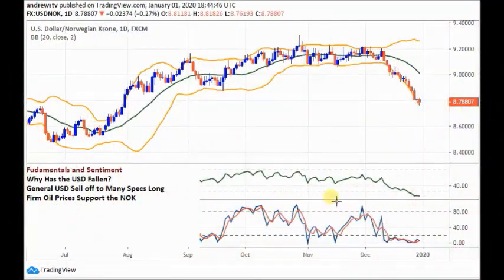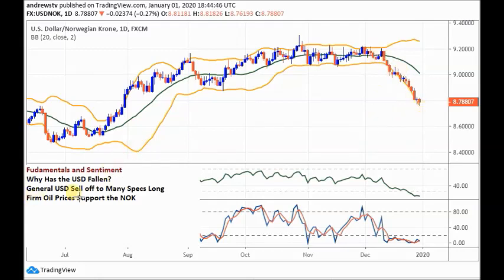Right, let's go and take a look at the chart. USD NOK daily chart. Now, just in terms of this swing trading setup, it's one of our favorites. You can do it just purely technically, but we like to look at the fundamentals and sentiment behind the chart as well. Why has the USD fallen hard here?